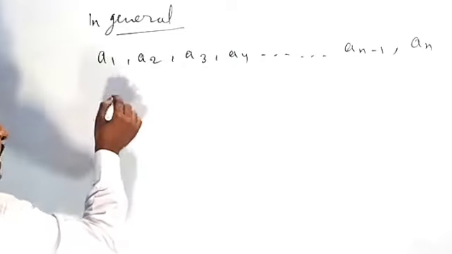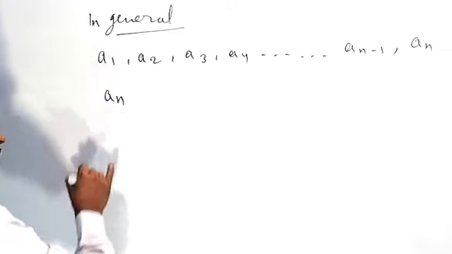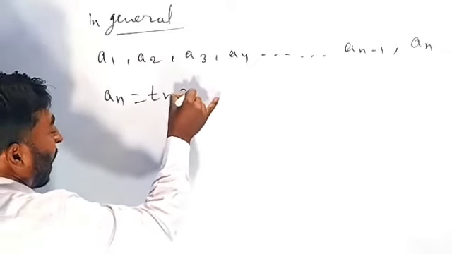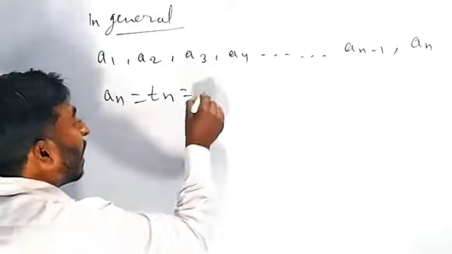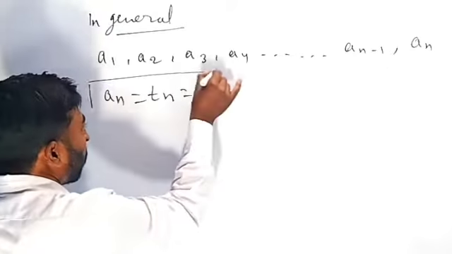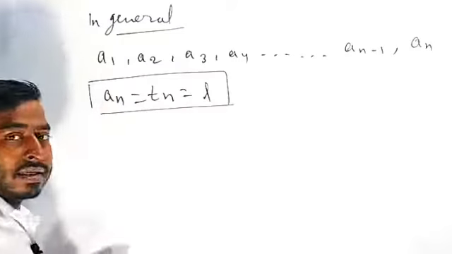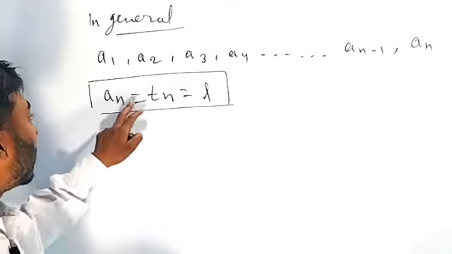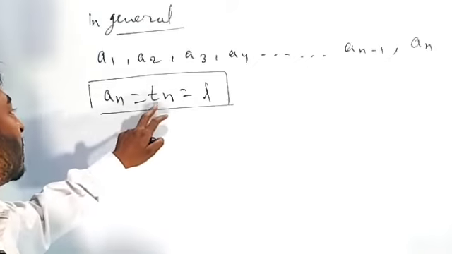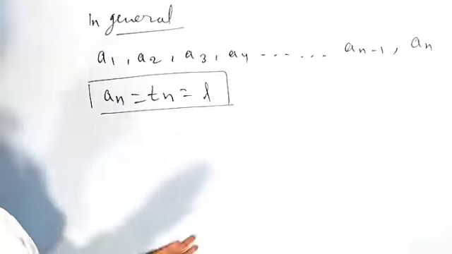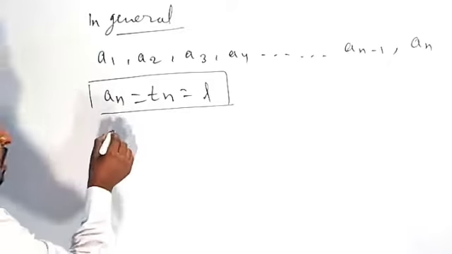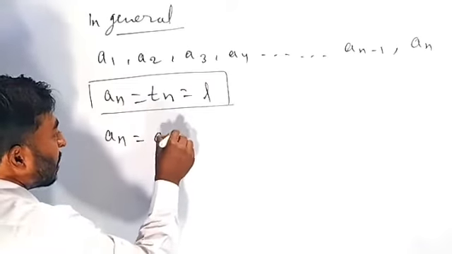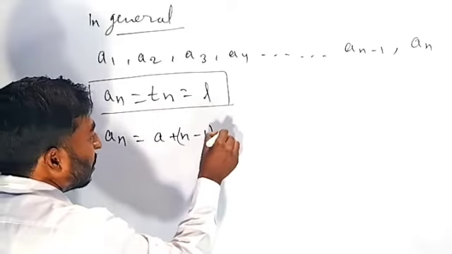Here is the formula for the nth term. The nth term can also be called the last term. In your book it is given in different ways, but all are the same: an, tn or l. It means last term, nth term, tn term. Now the formula of the nth term is an equal to a plus (n minus 1) into d.